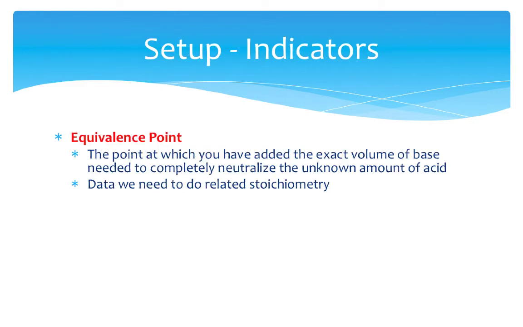Now the next step in the process then is, how do you know how much of that base to actually add? Well, what we're shooting for when we add the base is something known as the equivalence point. This is the ideal outcome of our titration. This is the point at which we added the exact amount of volume of base needed to completely neutralize the unknown amount of acid. We can think of this as stoichiometric relations between the two of those, and this is exactly the data we need to do the related stoichiometry we also talked about.